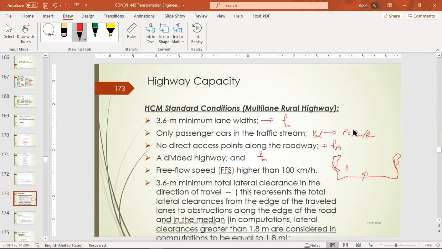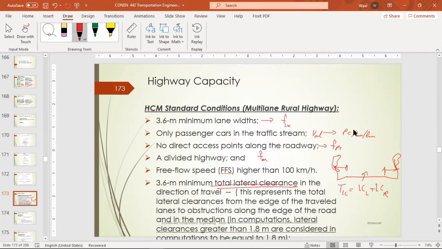So there's a clearance on the left and there's clearance on the right. The total lateral clearance equals the lateral clearance on the left plus the lateral clearance on the right. That's the total lateral clearance. Okay, that's for multi-lane highways that are separated with a median or something.